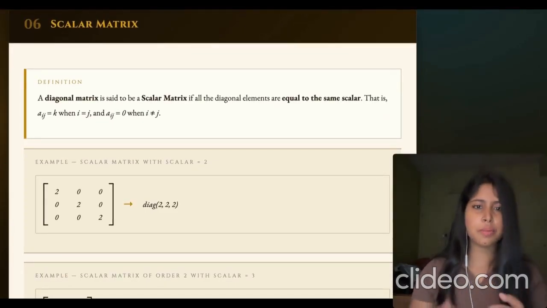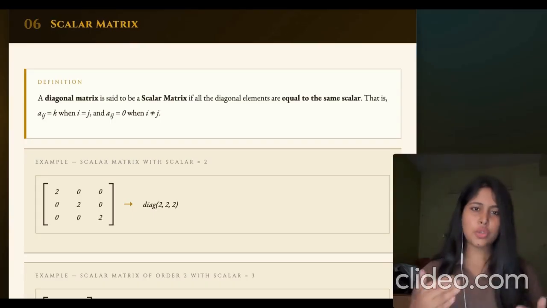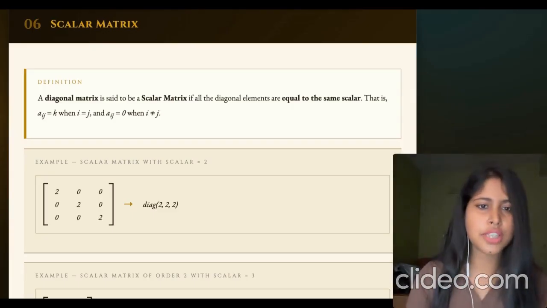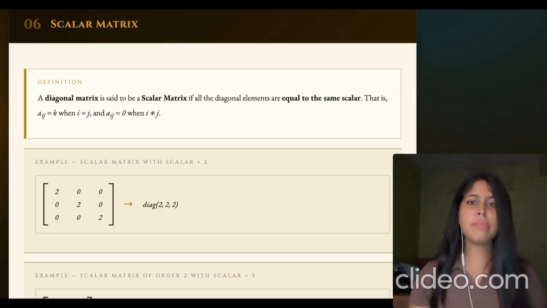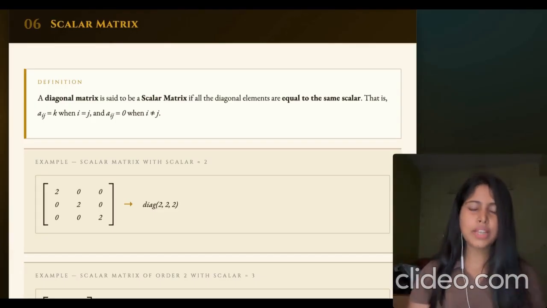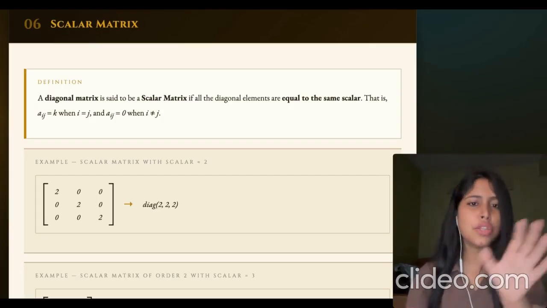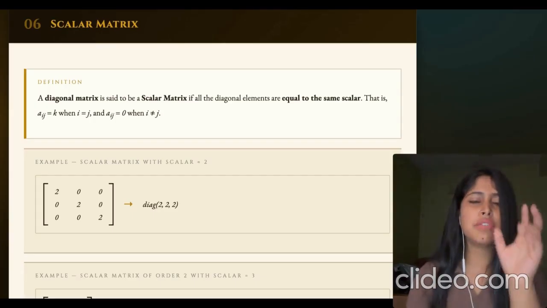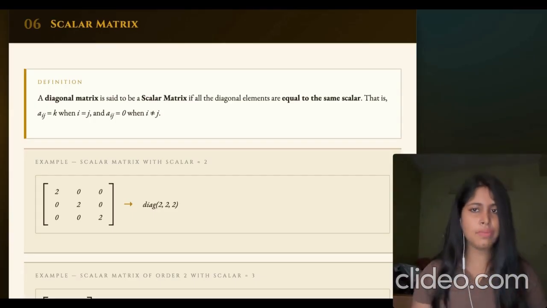As you can understand the build-up of this video, I will tell you how I am relating every topic after I complete the identity matrix. First, let's complete what a scalar matrix is. A scalar matrix is a special diagonal matrix. It's diagonal, plus all the diagonal entries are the same value, the same scalar, whatever you say. Then we can say that it is a scalar matrix. So if every diagonal entry equals k and everything else is 0, that is your scalar matrix.